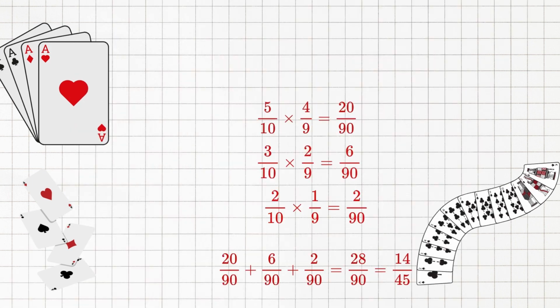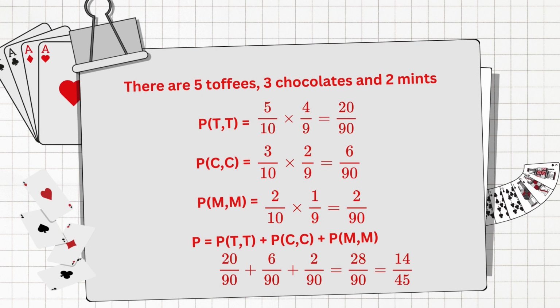Now let's go ahead and do the calculation. We have 5 toffees, we have 3 chocolates, and we have 2 mints. Altogether, we have a total of 10 sweets in the bag. So the probability that I pick my first toffee will be 5 over 10, the number of toffees divided by the total number of sweets. The probability that I pick the second toffee will be 4 over 9, because remember, of my 5 toffees, I've picked one, so I have 4 left, and then I don't have 10 sweets anymore, I have just 9 left. So the probability of picking 2 toffees will be 5 over 10 multiplied by 4 over 9, which will give me 20 over 90.